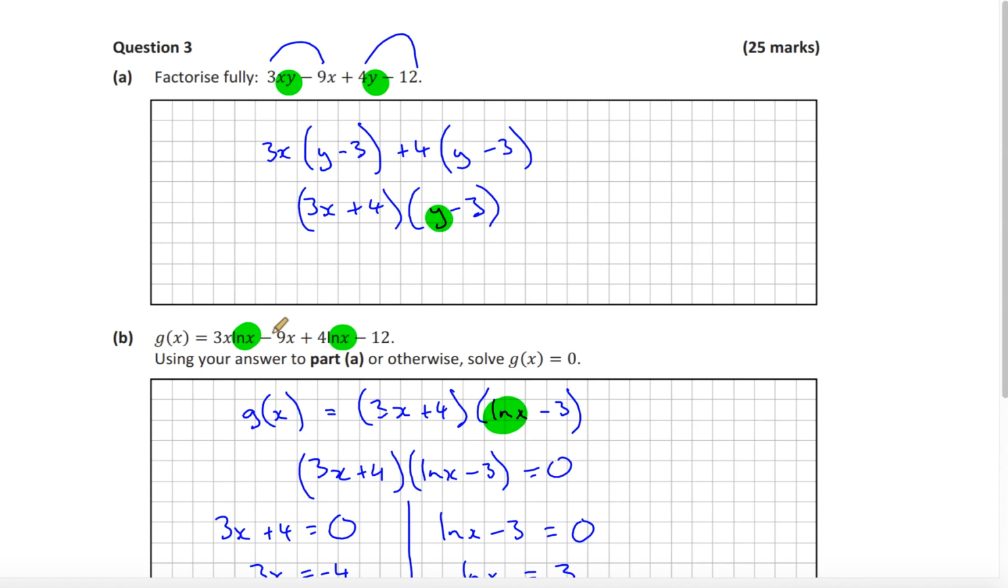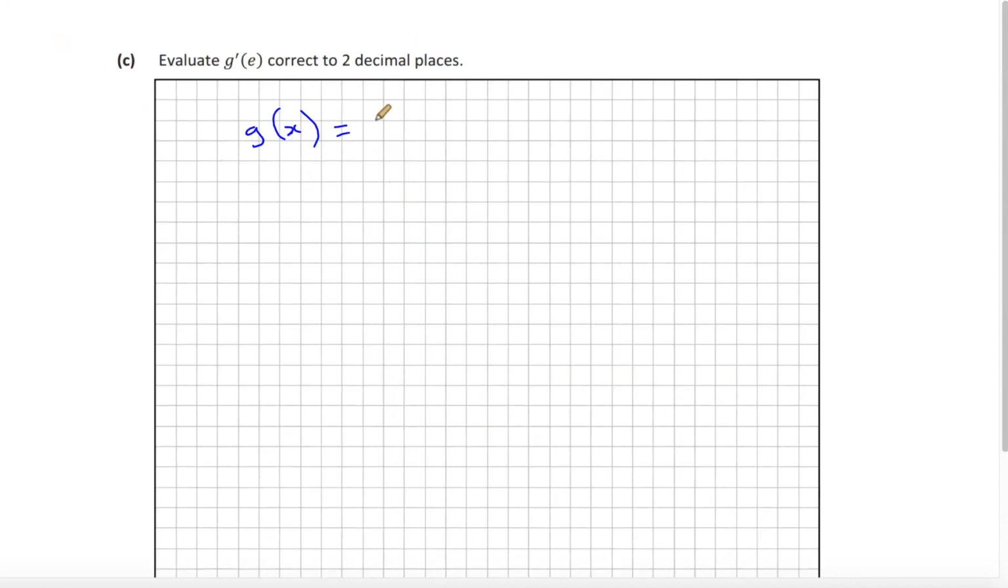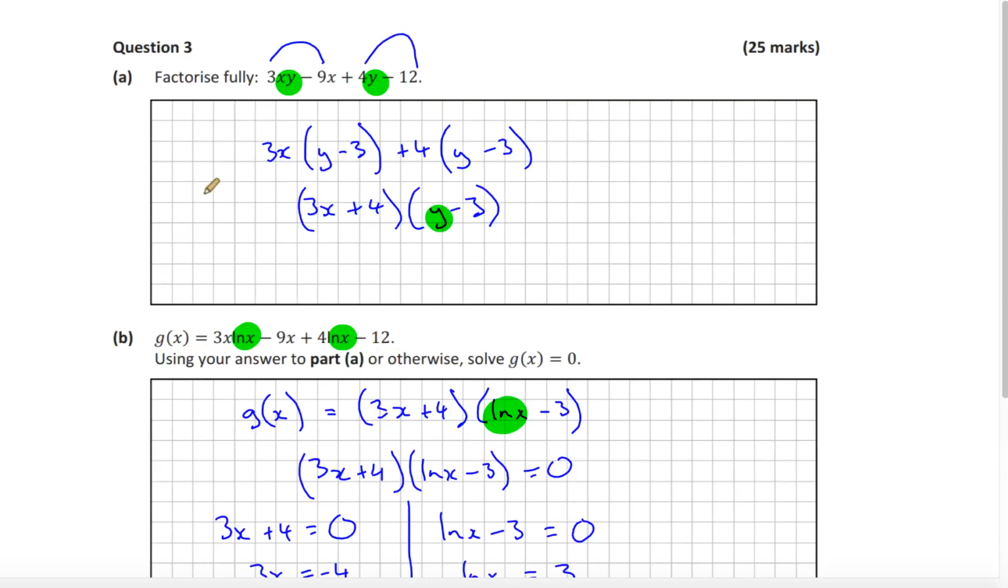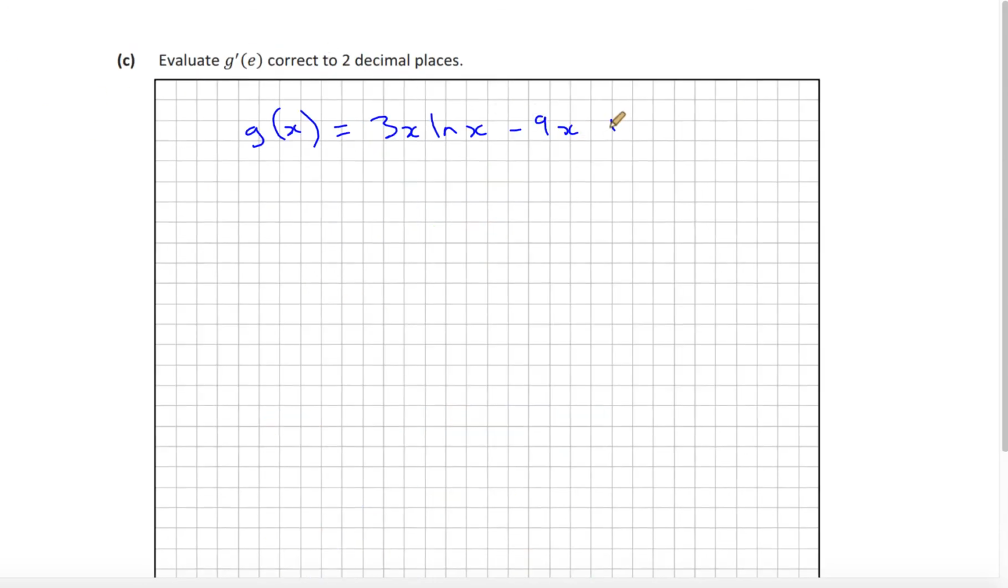G of x is 3x ln x minus 9x plus 4 ln x minus 12. So I'm rewriting the original function. I'm going to take my time with this. Then I'm going to find g dash x, or the derivative of the function. And once I find that, then I'll substitute in the e for x.